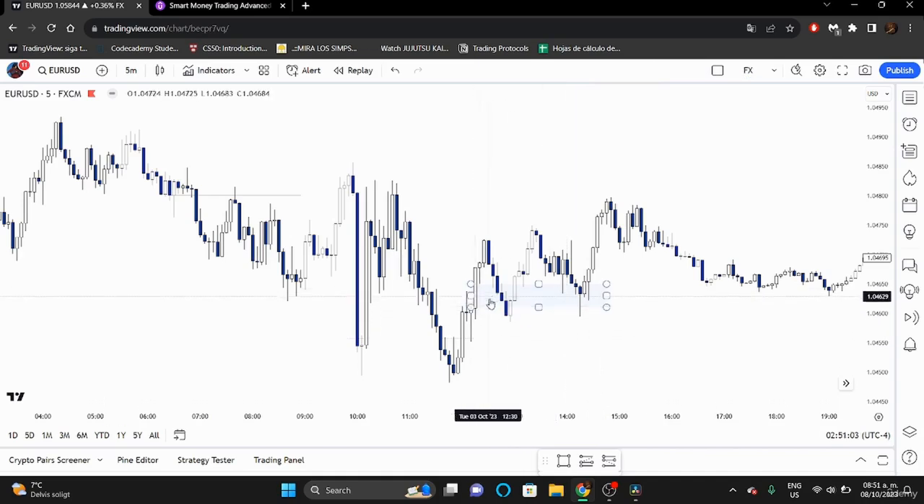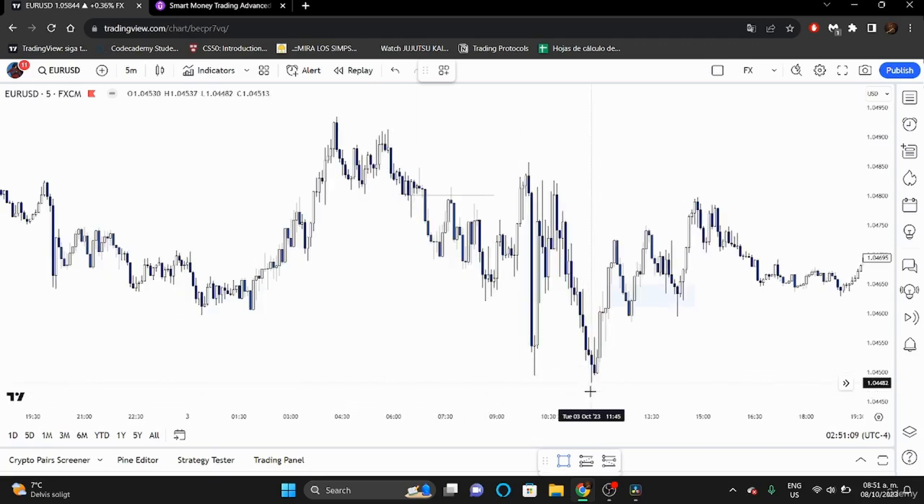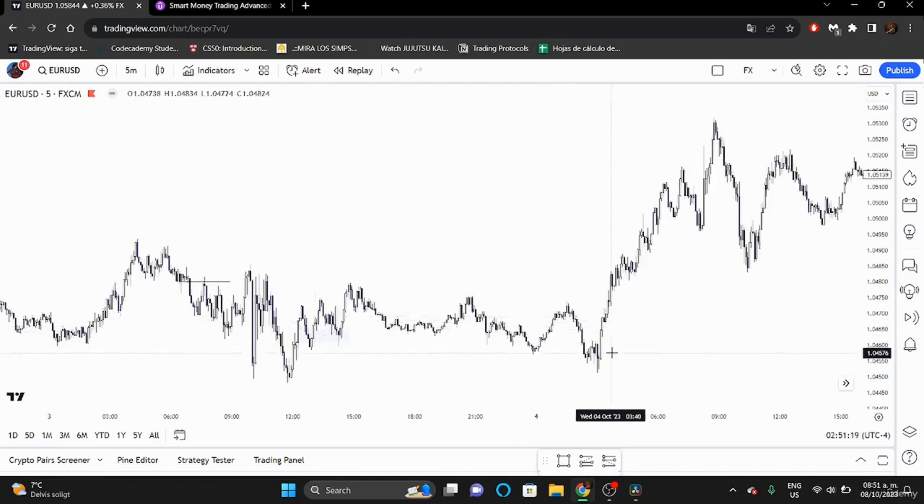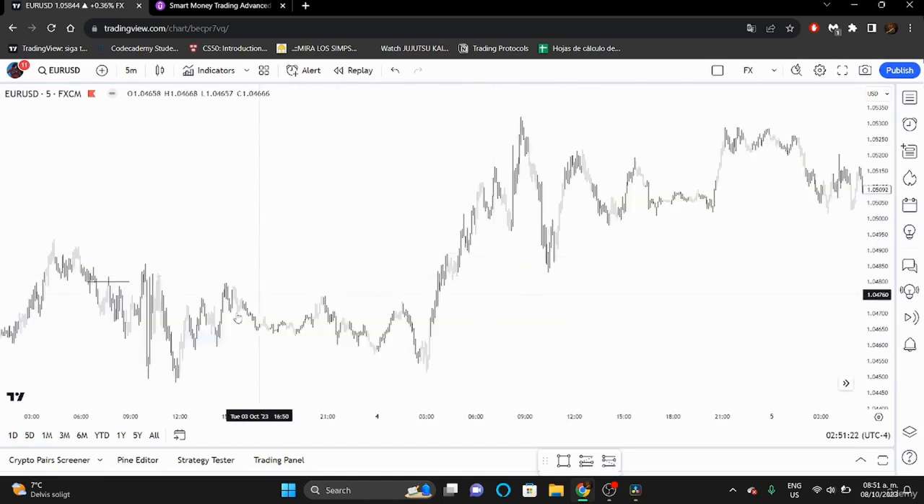This is where we are wanting to see price. We don't really want to see price go all the way down here because we already took the stops. We already manipulated the price right here, so we want to see it go higher. We don't want to see it go lower. Goes here, then goes higher.